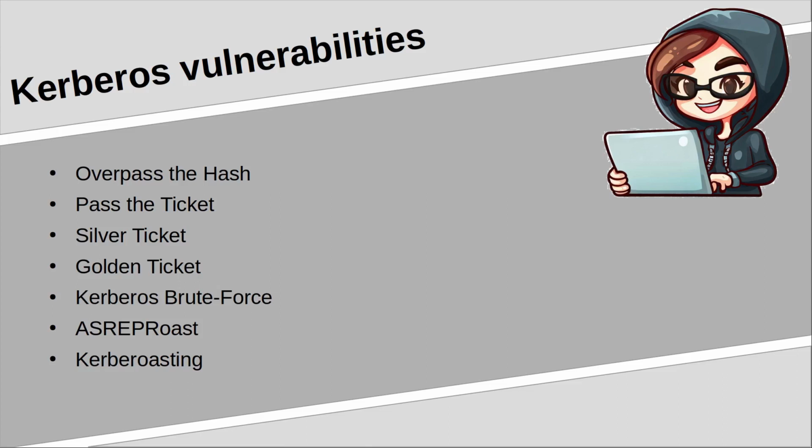ASREPRoast identifies users that don't have pre-authorization enabled. This allows attackers to send the authentication request and get back a ticket granting ticket encrypted with the hash of the user's password, and this allows them to attempt an offline attack to decrypt the password. And the final example here is Kerberoasting, which collects encrypted ticket granting service tickets, which can then be attacked offline.